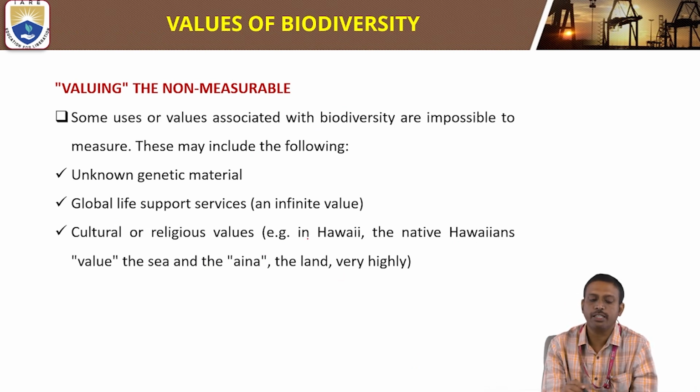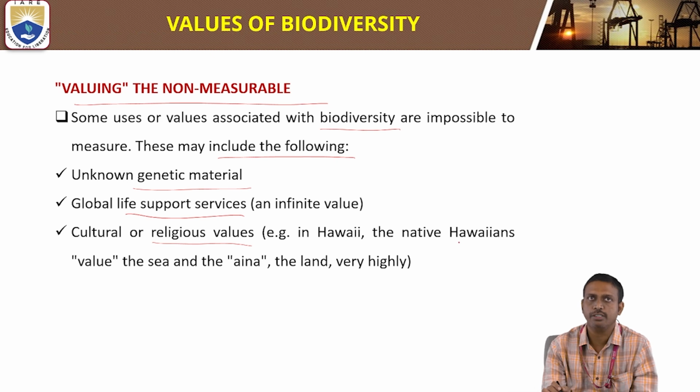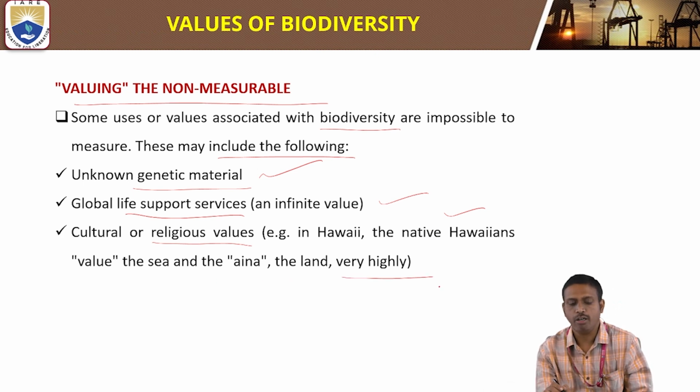Valuing the non-measurable. Some uses or values associated with biodiversity are impossible to measure. They may include unknown genetic material, global life support services, infinite value, and cultural and religious value. Example, in Hawaii, native Hawaiians value the sea and the land very highly.